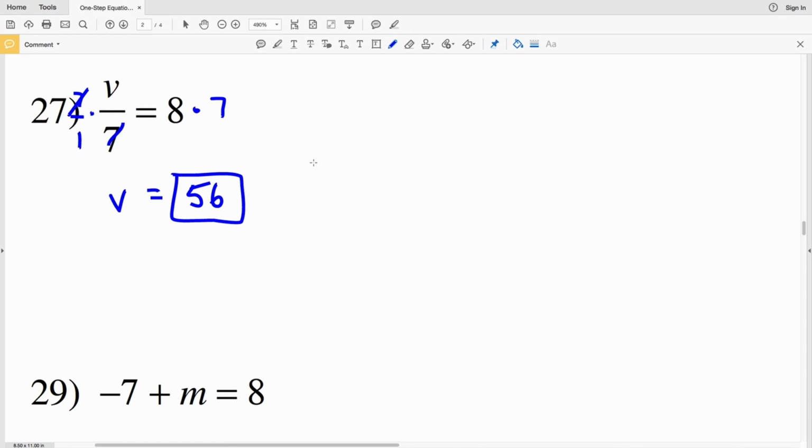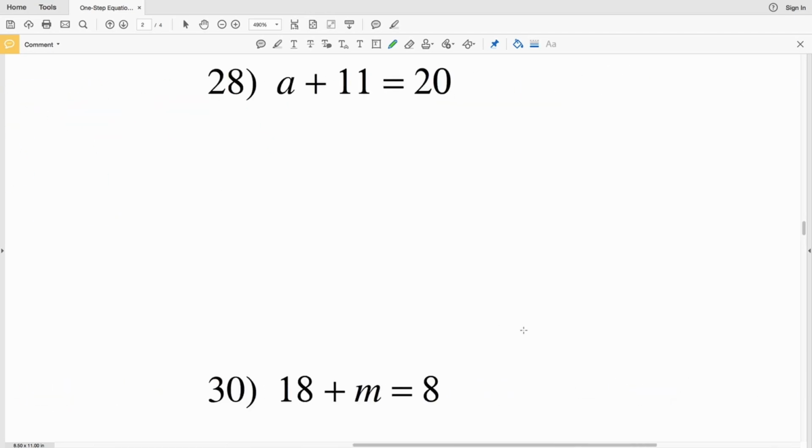Let's go ahead and plug that in to double check. So we're taking this 56 and plugging it in for the value v. That'll leave us with 56 over 7. 56 divided by 7 indeed equals 8.